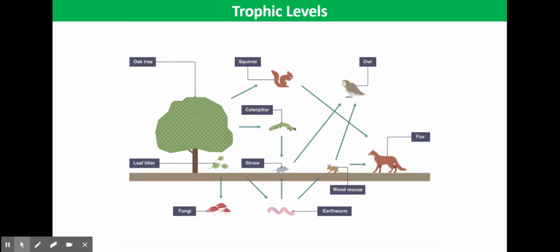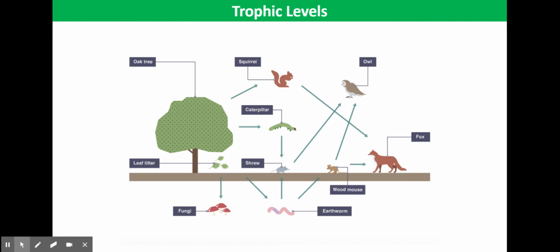So, for example, here we've got leaf litter being eaten by earthworms, which are being eaten by shrews, which are being eaten by owls, as well as the oak tree being consumed by squirrels, which in turn are being consumed by foxes. And we've also got the oak tree being consumed by caterpillars, which are being consumed by shrews, which are being consumed by owls. So a whole web of different relationships.